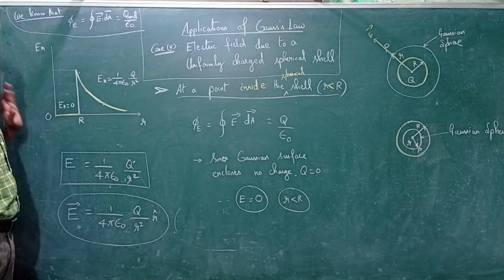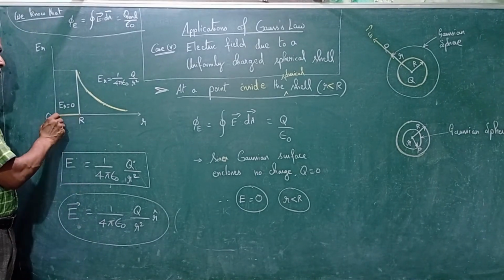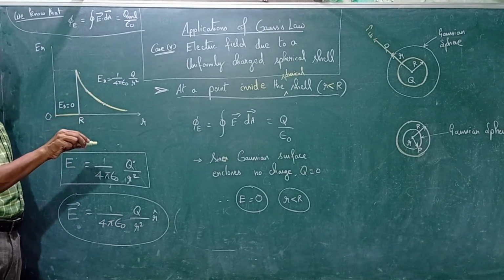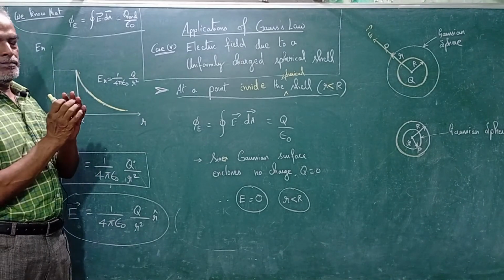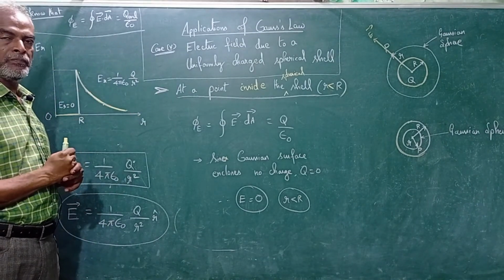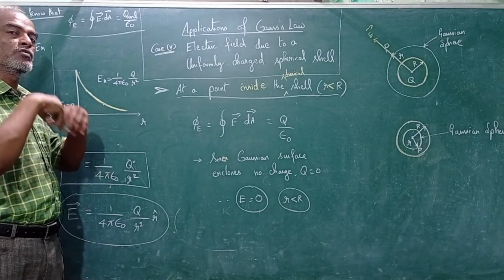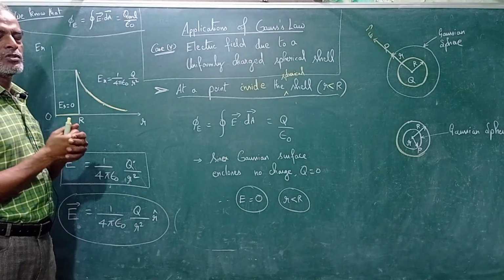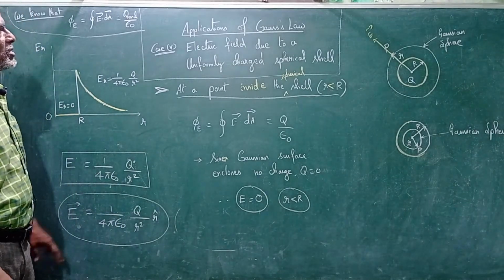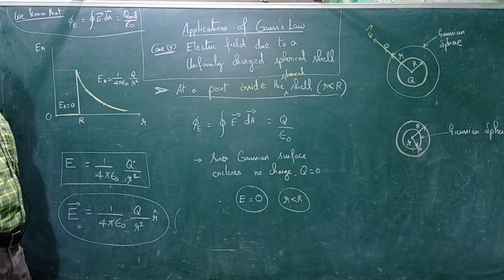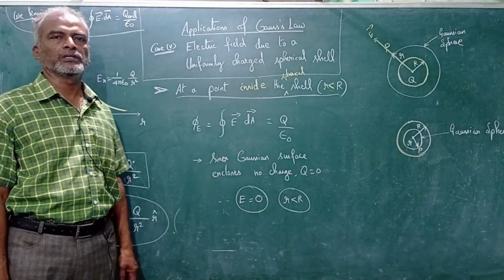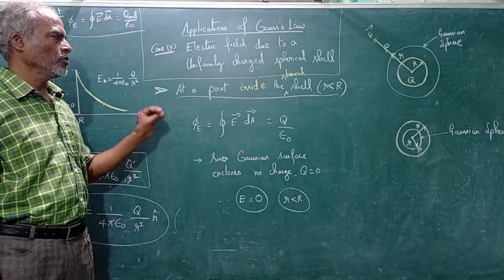So what is the significance of this graph? From 0 to this point, the Gaussian surface is inside the spherical shell. Whereas from R up to infinity, the Gaussian surface is outside the spherical shell, so the field is decreasing. So that's all about applications of Gauss law. We have covered the entire applications of Gauss law. Major topics have been covered.